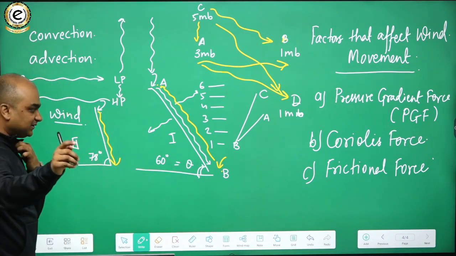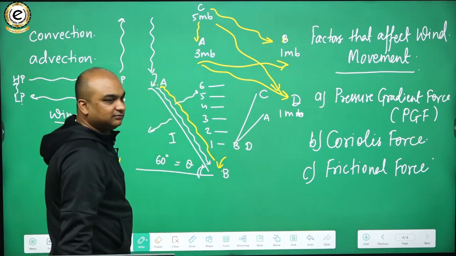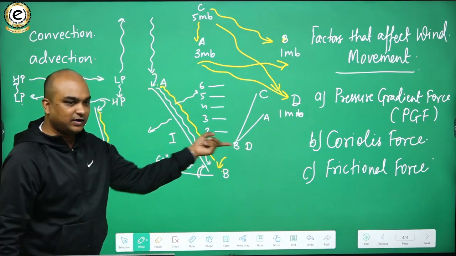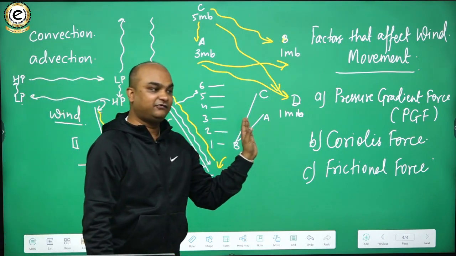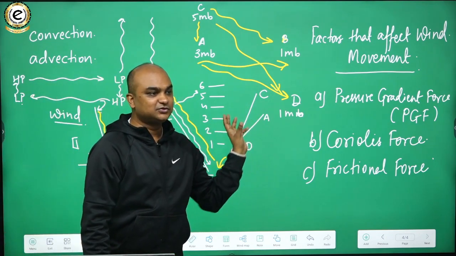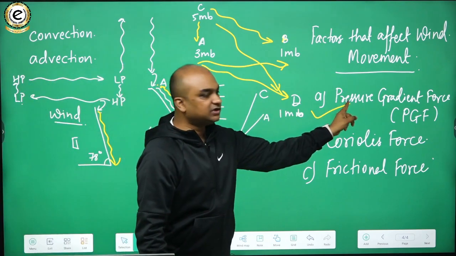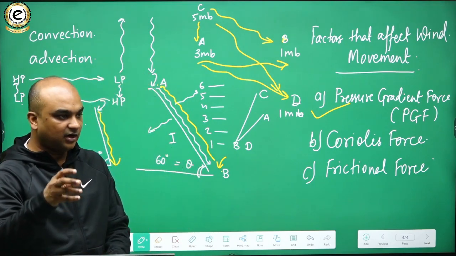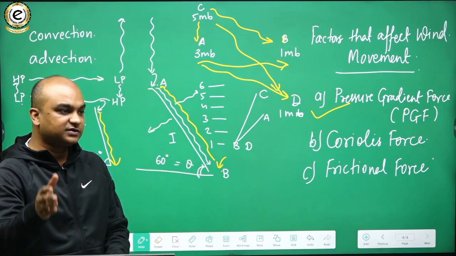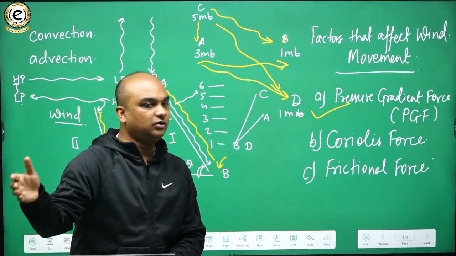अब देखो ध्यान से देखो. If I get another place called D, it would be placed here. They are of the same pressure, 1 MB pressure. If they are of the same pressure, there won't be any flow between the two areas. Got it? That's the first force, pressure gradient force. Pressure gradient force means it is a force which causes a flow of air from high pressure to low pressure.